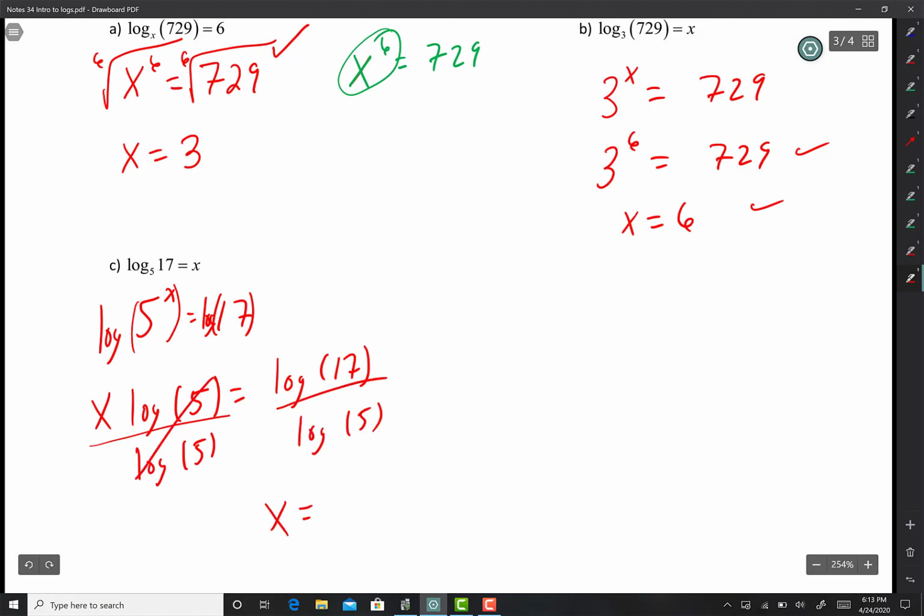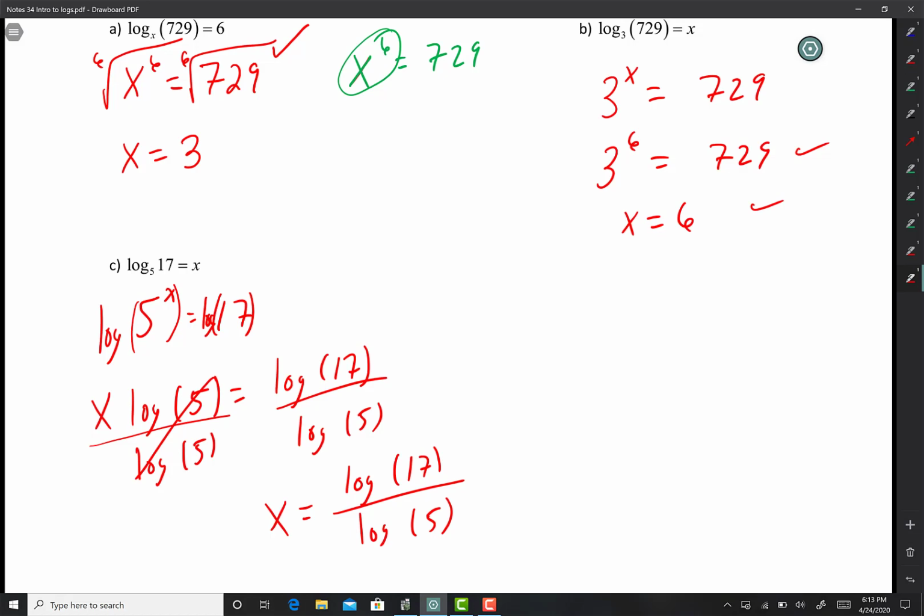So my answer, if you don't have a calculator, and by the way, this is a very popular question for the SAT or admission exams without a calculator, is log 17 divided by log 5. Whatever that answer is, it's some number. I don't know what that number is, but whatever that answer is, there it is.